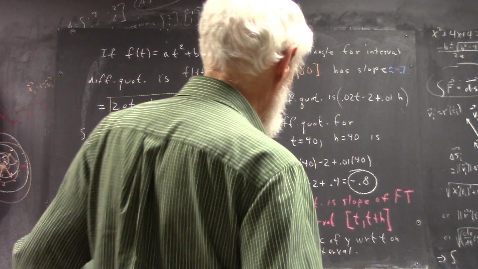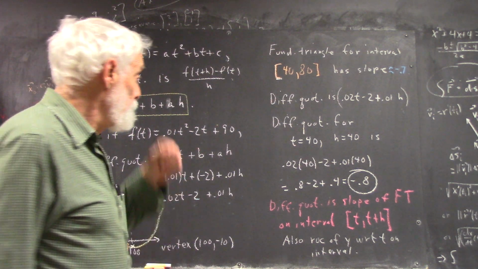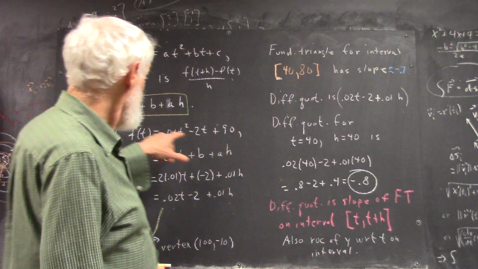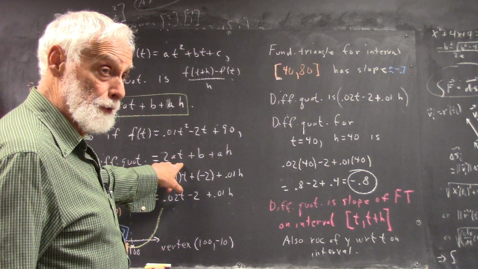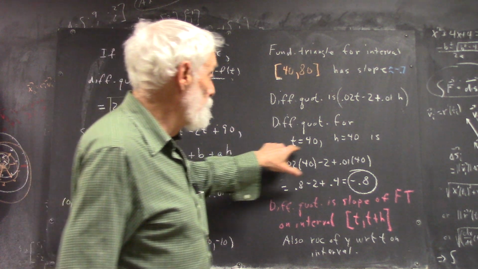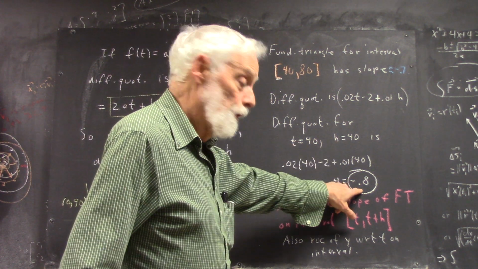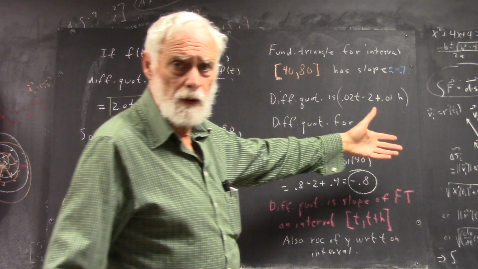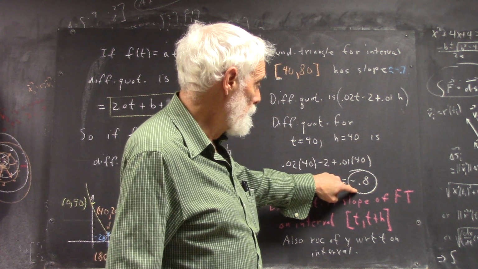Somehow I missed my final comments, so I'm just quickly redoing them. They didn't take long. We've calculated the difference quotient for this function using this formula. Now for t equals 40 and h equals 40, we plug in and we get this, which is very close. Well, not very, but within tolerance. I said I'd be within a tenth. I thought I would, and I was.